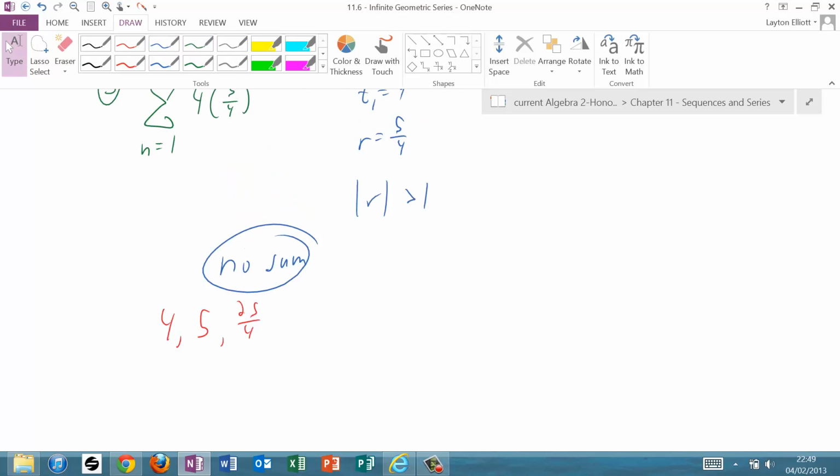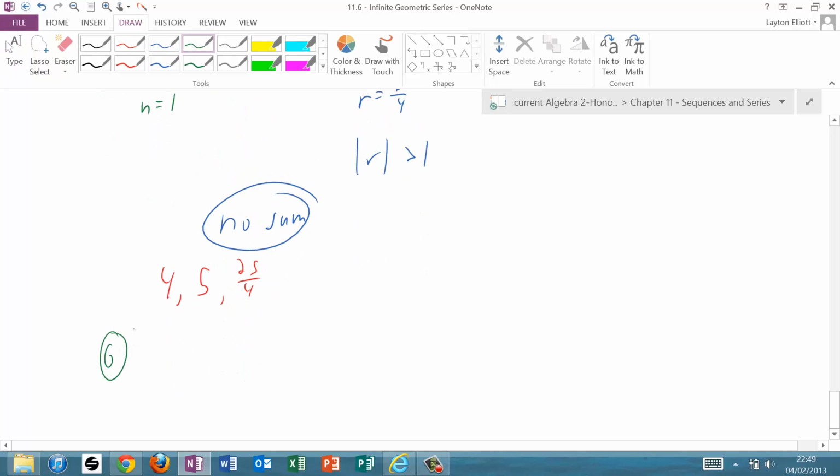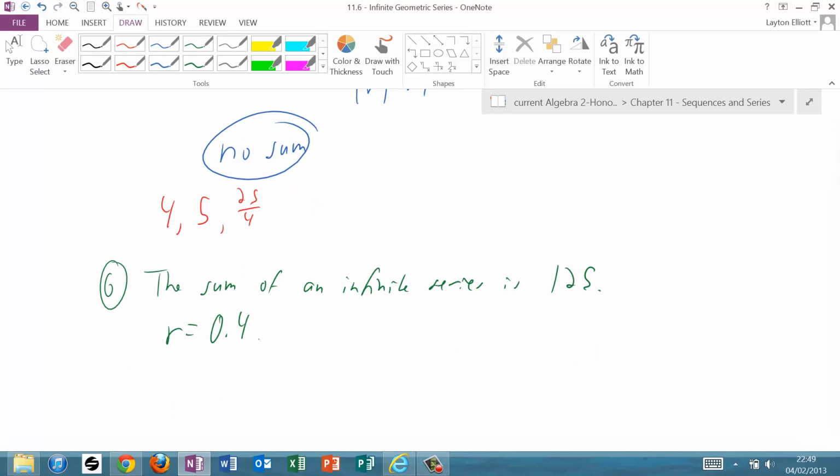Let's do another example. The sum of an infinite series is 125. R is equal to 0.4. Find the first three terms.